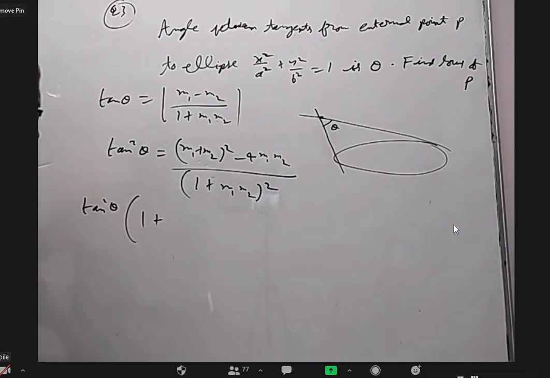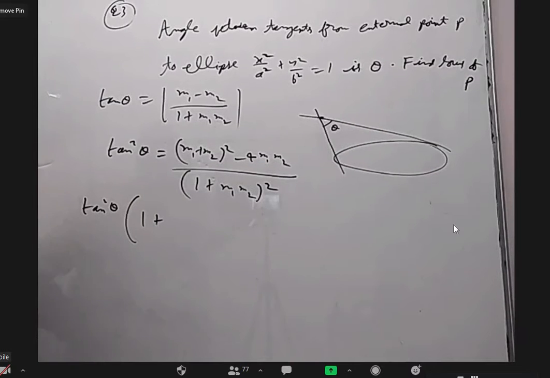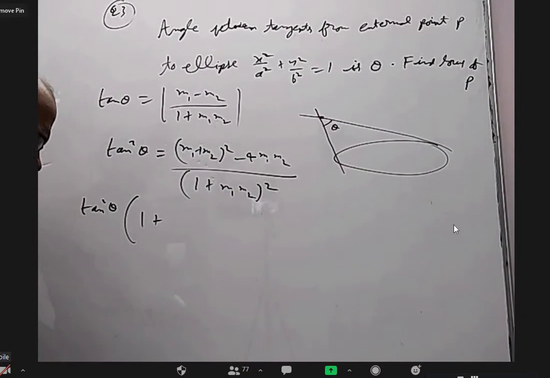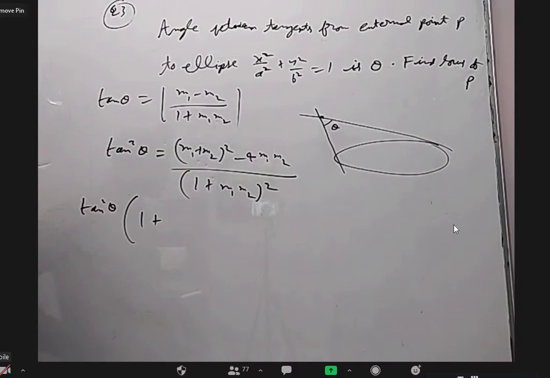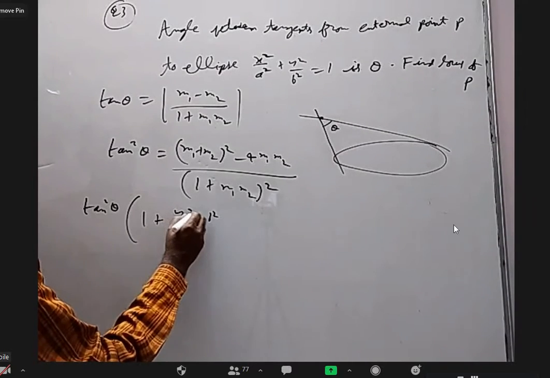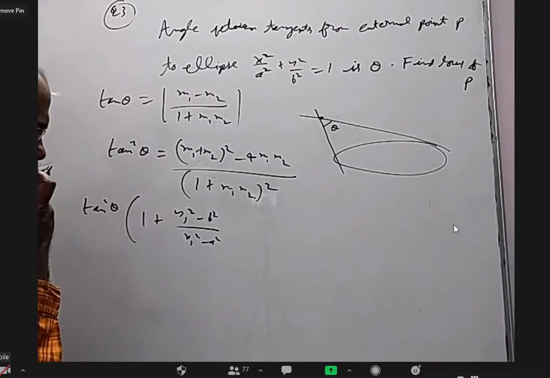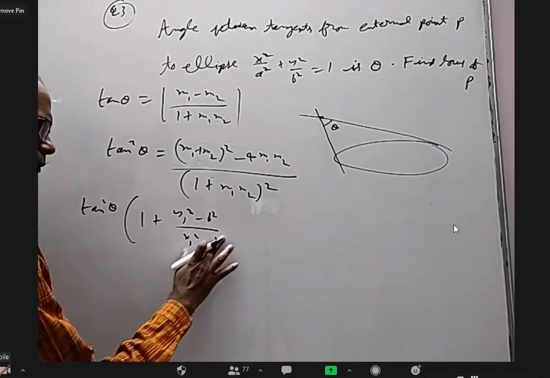What is m1, m2? m1 is 2x1 y1 by (x1 square minus a square), and m1 into m2 is (y1 square minus b square) by (x1 square minus a square).